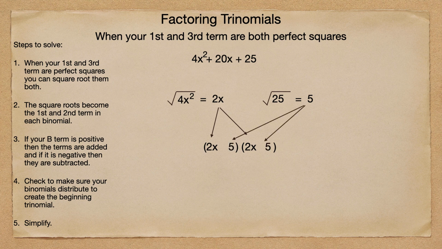Now looking at our original trinomial, the center term b, which is positive 20x, if that is positive, then both of your binomials are going to have an addition sign between your two terms. If that was a negative 20, it would be a negative in between the two terms. We can write our answer in simplified form as a square, and that becomes our solution.